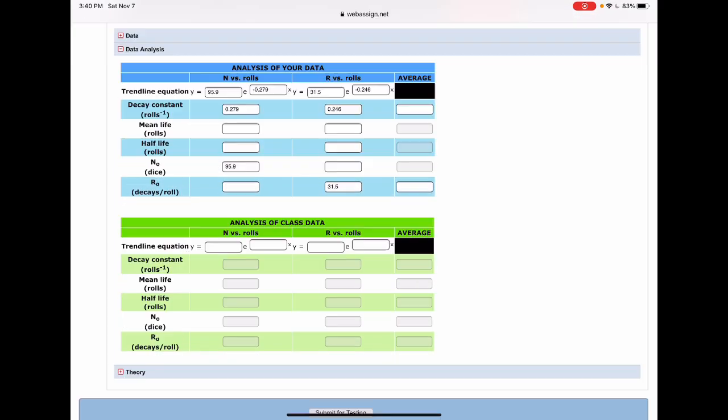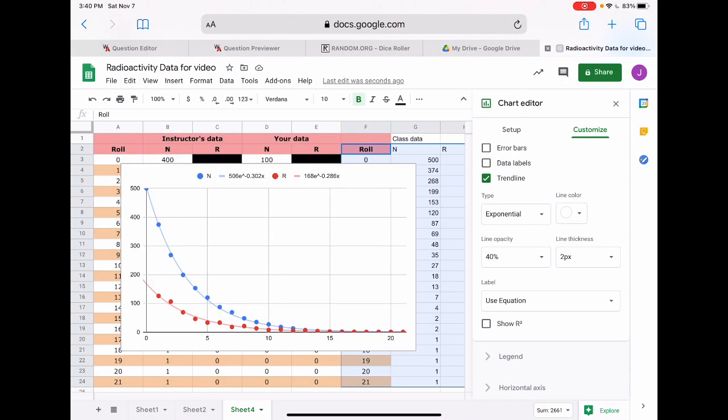Okay. So over here, for this one, my N naught is going to be 506. That's even, percentage-wise, that's even closer. That's a little over 1%, 1.2% off, I think. So already it looks like I'm getting better results when I'm using the class data because, again, the exponential fit is going to be better with a larger sample size, with more dice. And it's the same if we're talking about radioactive decay of a substance. The more molecules, the more atoms, that we have, the better the fit is going to be, the better our model is going to match reality.